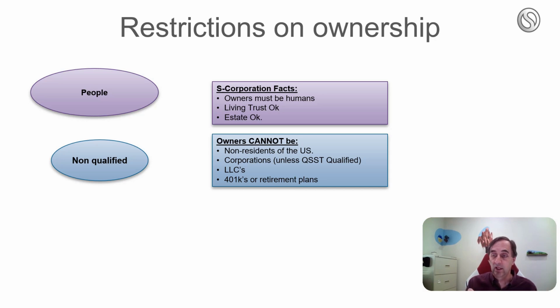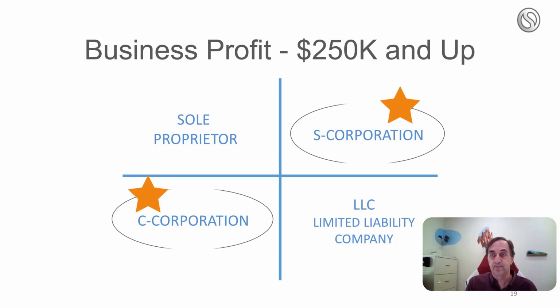401ks and retirement plans cannot be owners of S corporations either. But you know your 401k and your IRA can invest in stock on the New York Stock Exchange. That's because all of those are C corporations or partnerships. That's why those are different.